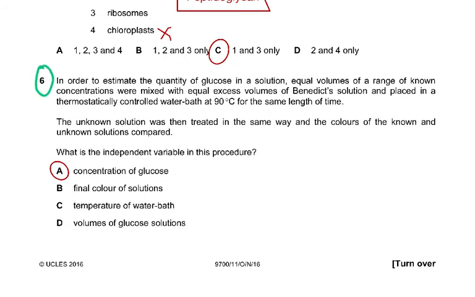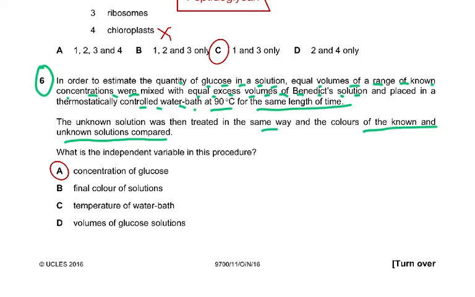Then coming on to question 6. In order to estimate the quantity of glucose in a solution, equal volumes of a range of known concentrations were mixed with equal excess volumes of Benedict solution and placed in a thermostatically controlled water bath at 90 degrees Celsius for the same length of time. The unknown solution was then treated in the same way and the colors of the known and the unknown solutions compared. What is the independent variable in this procedure?